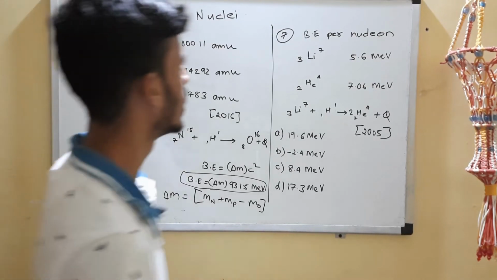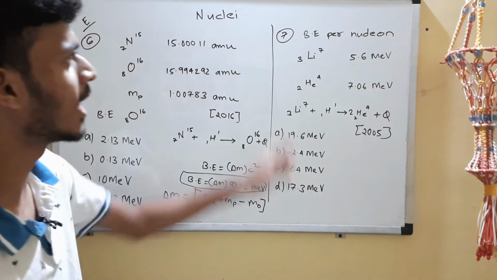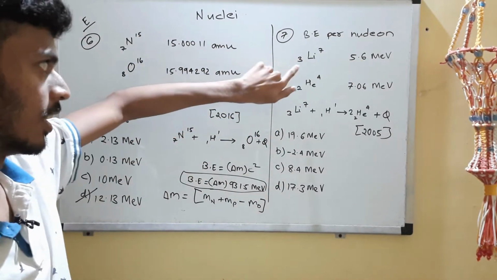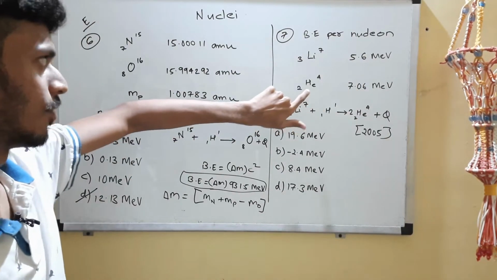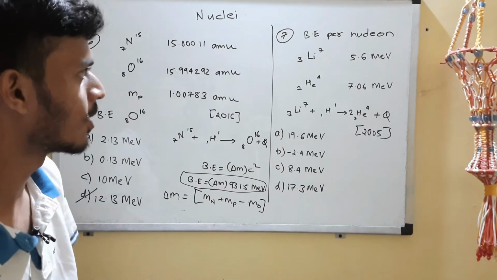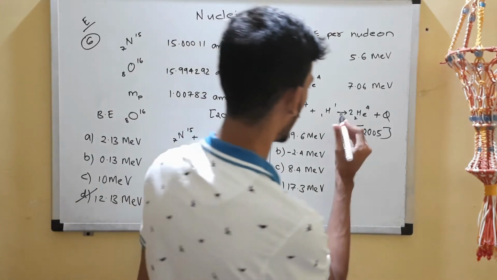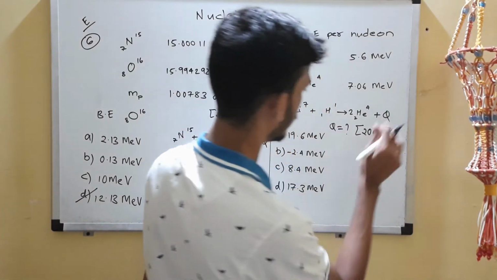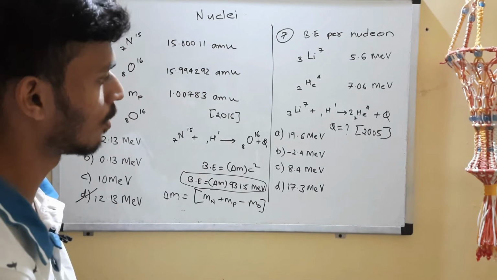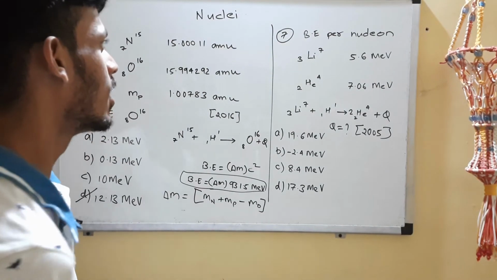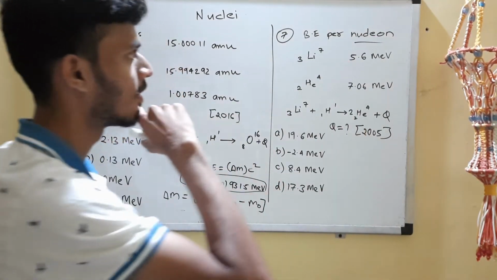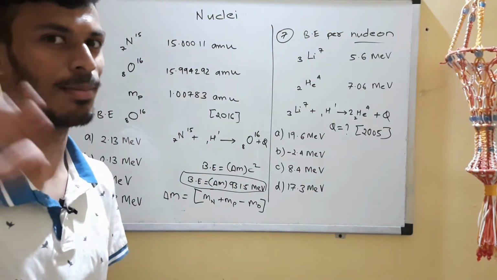Now let's come to question number 7. Binding energy per nucleon for lithium is given as this, and for helium is given as this. You are supposed to tell what is this Q, the value of that Q. This is a question from 2005. Now binding energy per nucleon is given, so let's find binding energy for that particular atom.